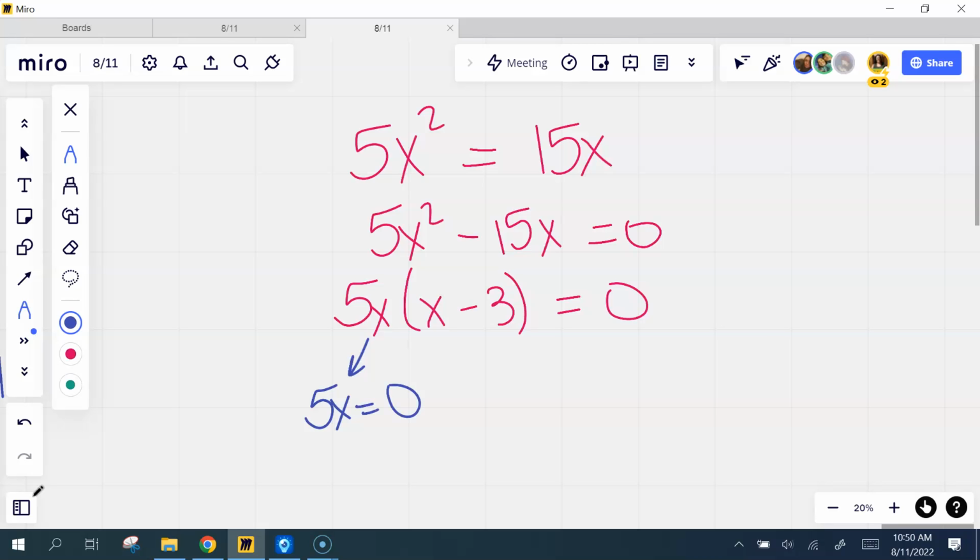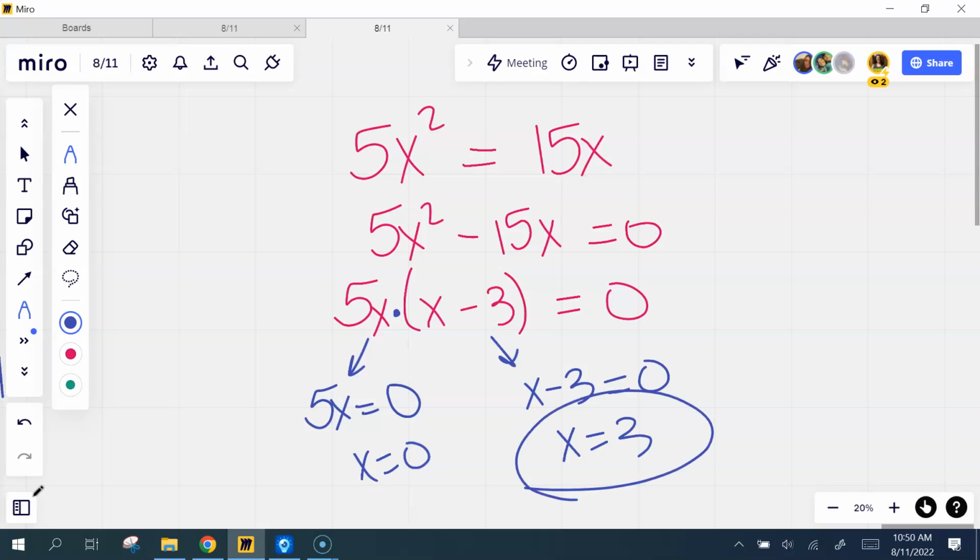Go ahead, Slade. Tell them why we do that. Why do we do 5x equals 0? You can't factor anymore, and it's still multiplied, right? That's exactly right. Absolutely. Beautiful.